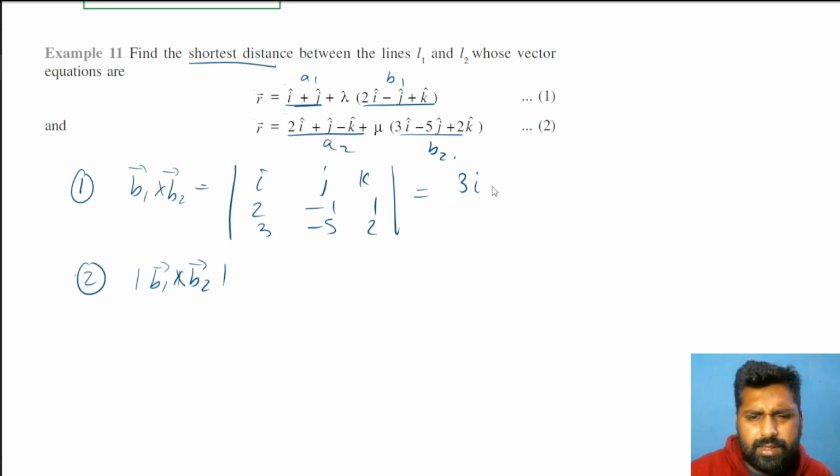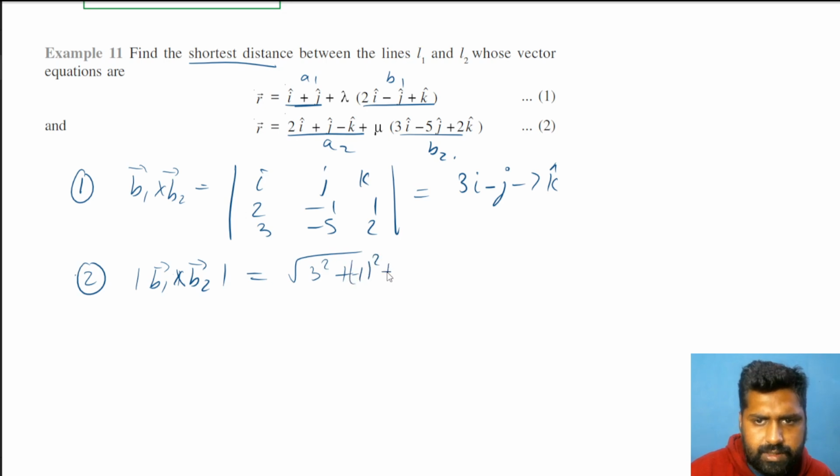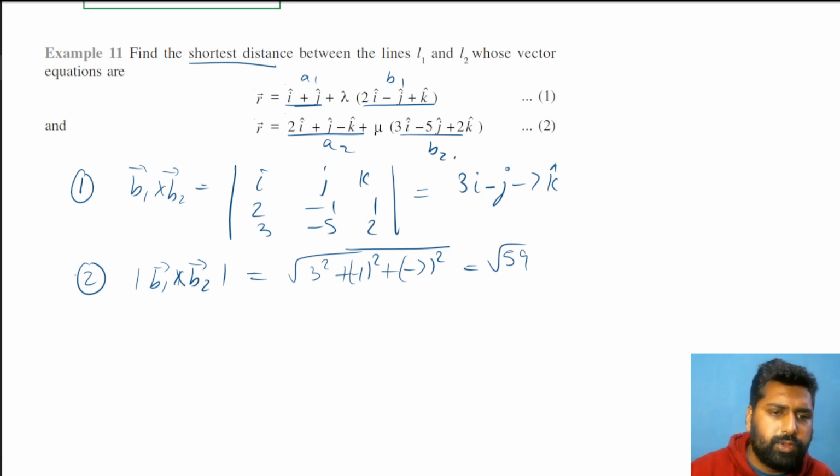So you solve this, you get 3i minus j minus 7k. You can solve this on your own. Cross product we have already practiced. Now you calculate the magnitude of it. What is the magnitude? Square root of 3 square plus minus 1 square plus minus 7 square. So 9 plus 1 plus 49, 59, root 59. Now you do the dot product.